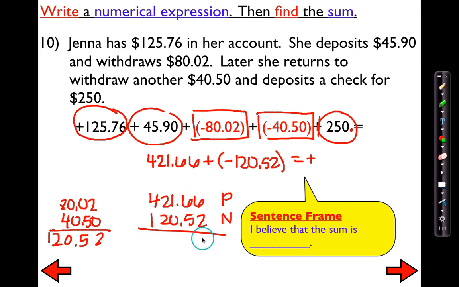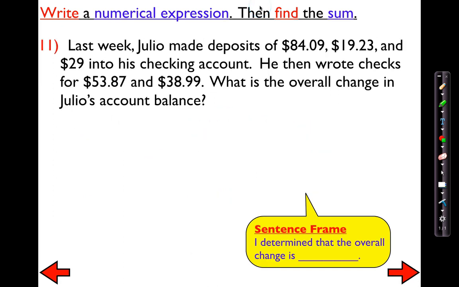Let's find out. 6 minus 2 is 4. 6 minus 5 is 1. 1 minus 0 is 1. 2 minus 2 is 0. 4 minus 1 is 3. So that leaves me with a positive $301.14. So I would say Jenna currently has $301.14 in her account. Okay, so for number 11, why don't you pause the video and try this one by yourself.